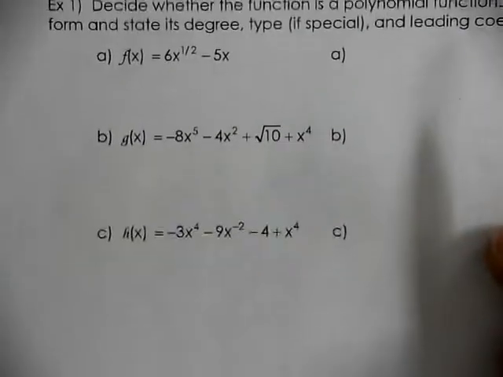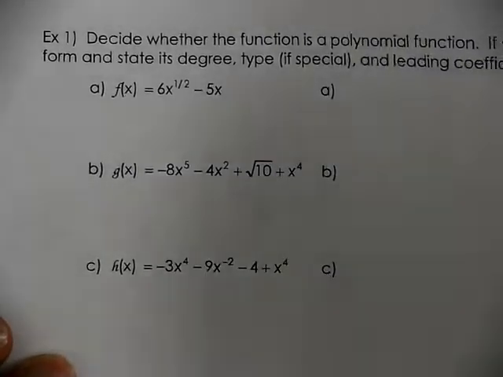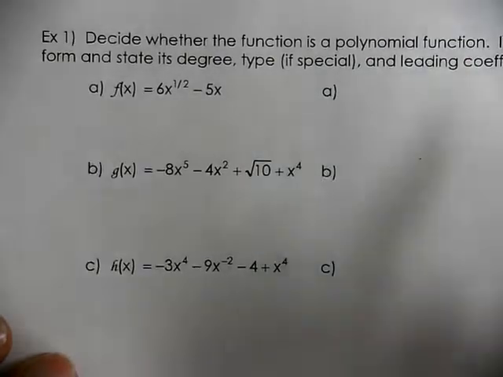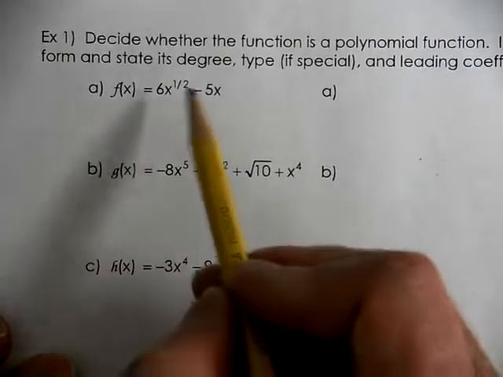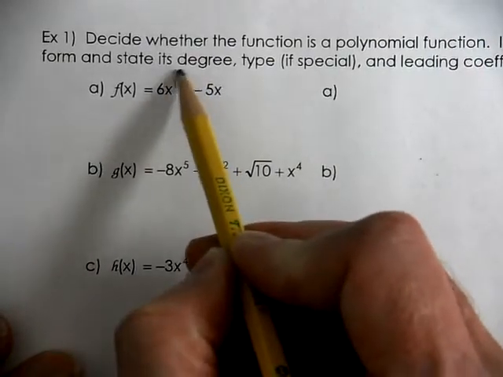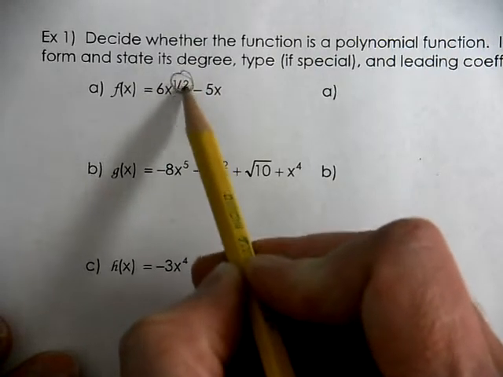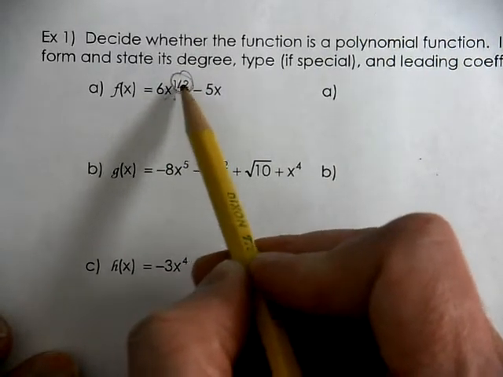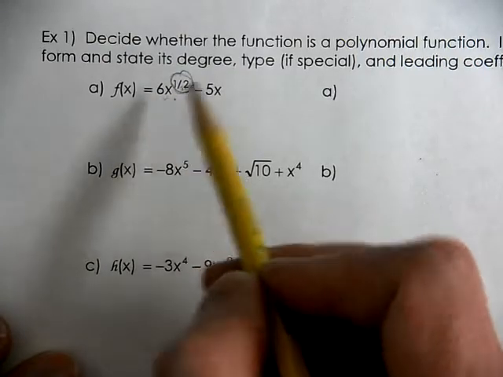So let's look down at a list here. We're going to decide which of these are polynomial equations. And if so, we're going to write it in standard form, and we're going to state the degree. Well, I see here we have a fraction as our exponent. Well, that's one of the characteristics we can't have.